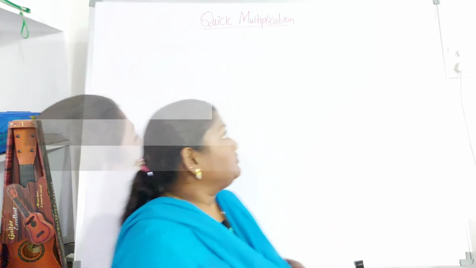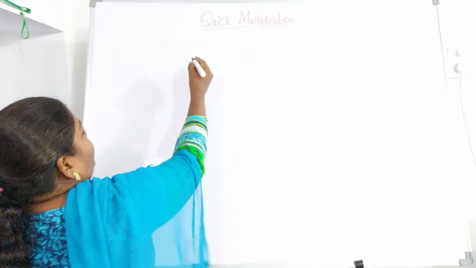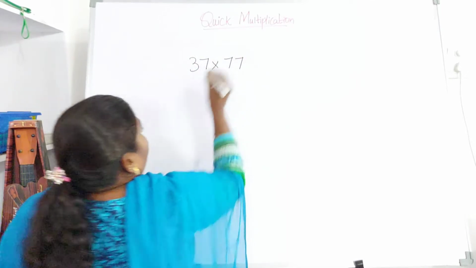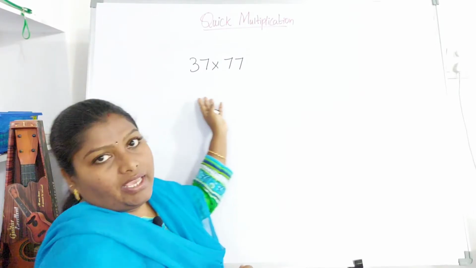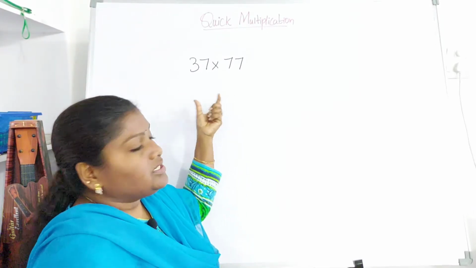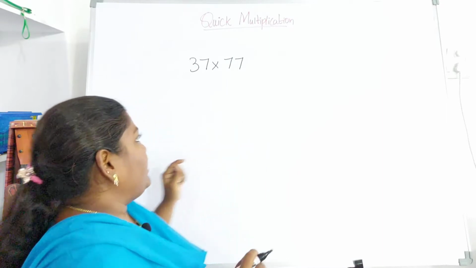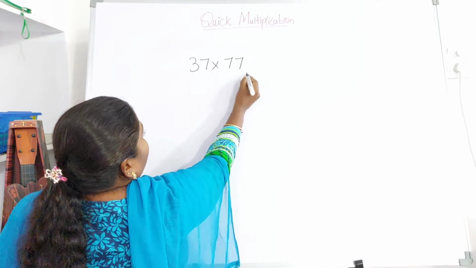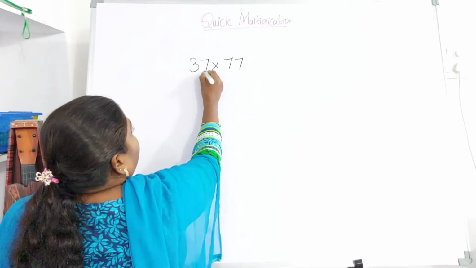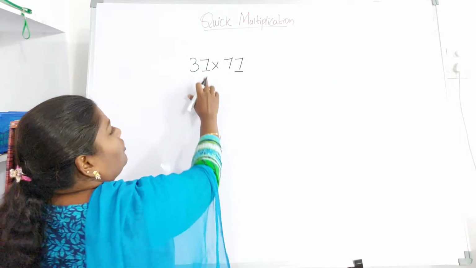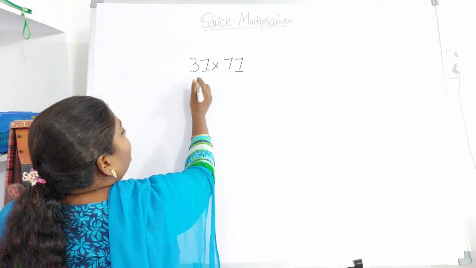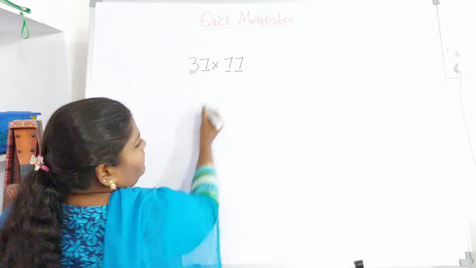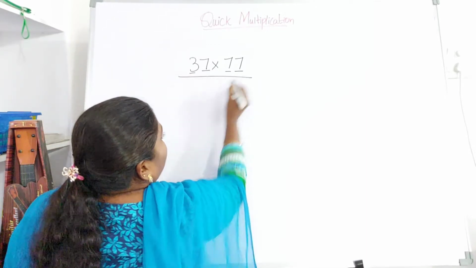So let's start. Let me give an example of it, that is 37 into 77. First I'll explain the process and then I'll explain the rule to be followed. You can observe that the ones digit of the two numbers is the same, and the tens digits are 3 and 7. So let's start the process.